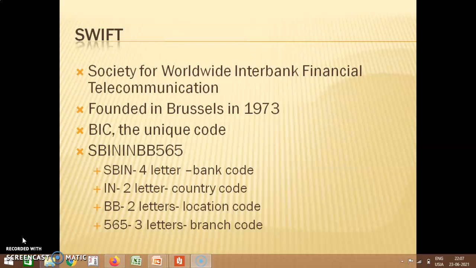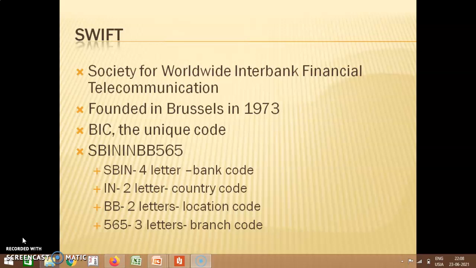Our next topic is SWIFT. SWIFT means Society for Worldwide Interbank Financial Telecommunication. This was founded in Brussels in the year 1973. SWIFT is a messaging network that financial institutions use to securely transmit information and instruction through a standardized code.